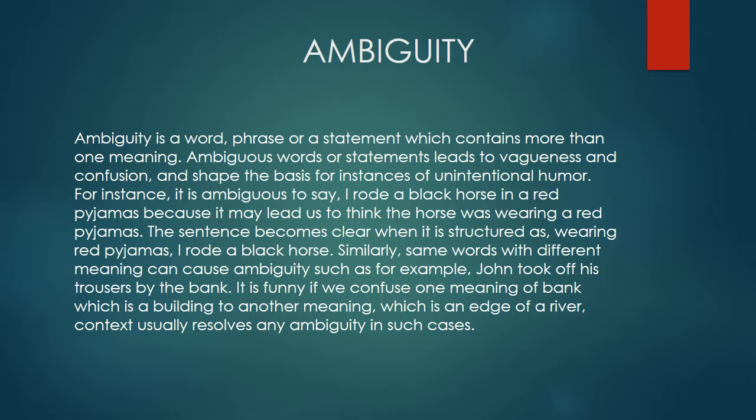Let's start with ambiguity. Ambiguity is a word, phrase, or a statement which contains more than one meaning. Ambiguous words or statements lead to vagueness and confusion and shape the basis for instances of unintentional humor. For instance, it is ambiguous to say, "I rode a black horse in a red pajamas," because it may lead us to think the horse was wearing a red pajamas. The sentence becomes clear when it is structured as, "Wearing red pajamas, I rode a black horse."